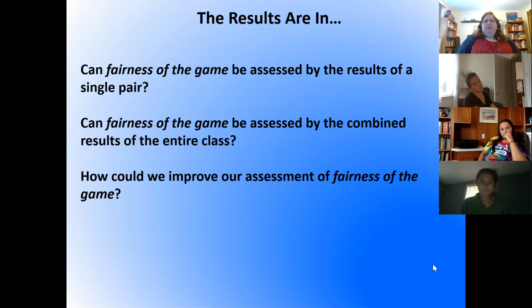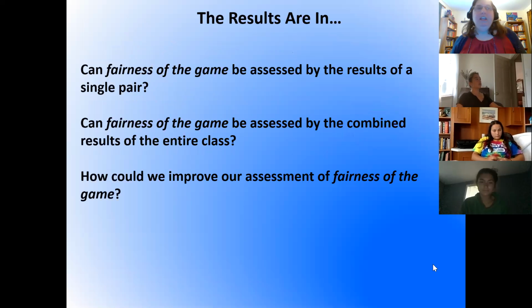And then we ask ourselves the question, can the fairness of the game be assessed by the results of a single pair? I'd say probably not, because you all got very different answers, right? It might have been 10 and 4, or 4 and 10 and 1, or 6 and 5 and 4. So we probably can't assess the fairness of the game by the results of a single pair.